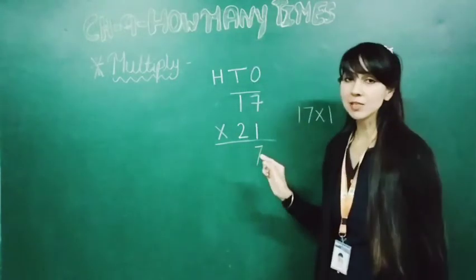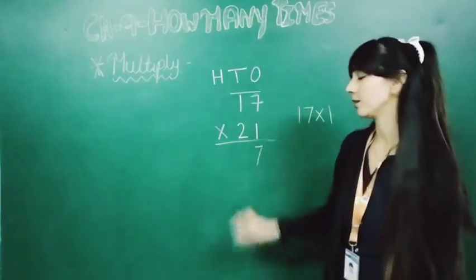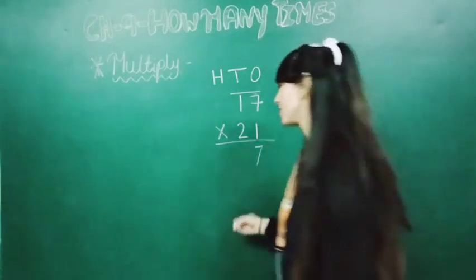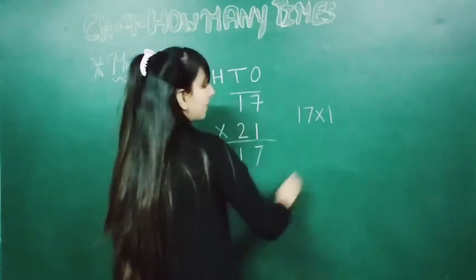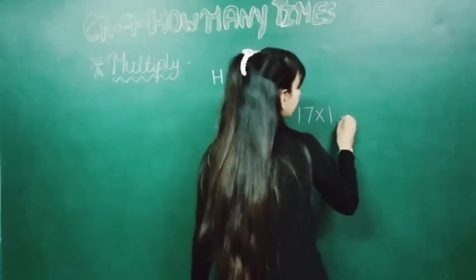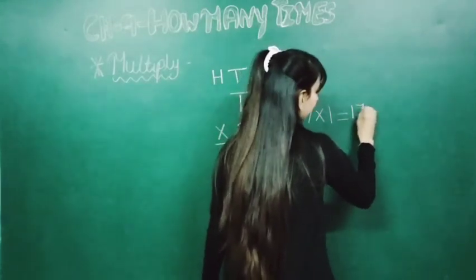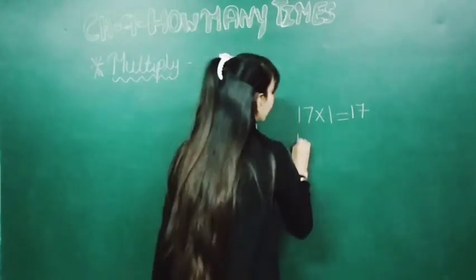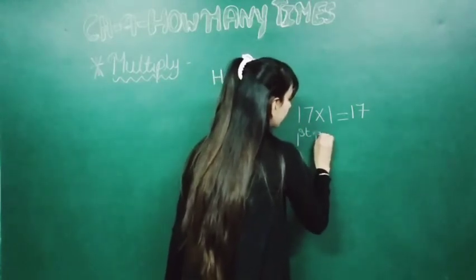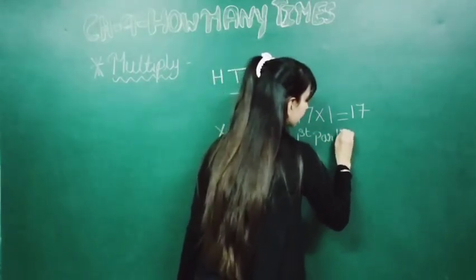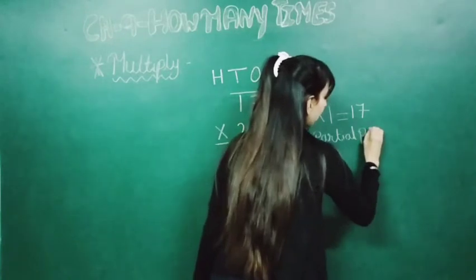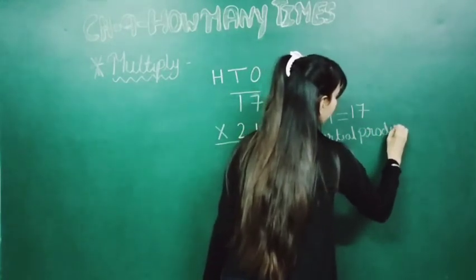Now we will do cross multiplication. 1 into 1 means 1 one is 1. So here we got 17. 17 into 1 means 17 ones are 17. This is our first partial product.